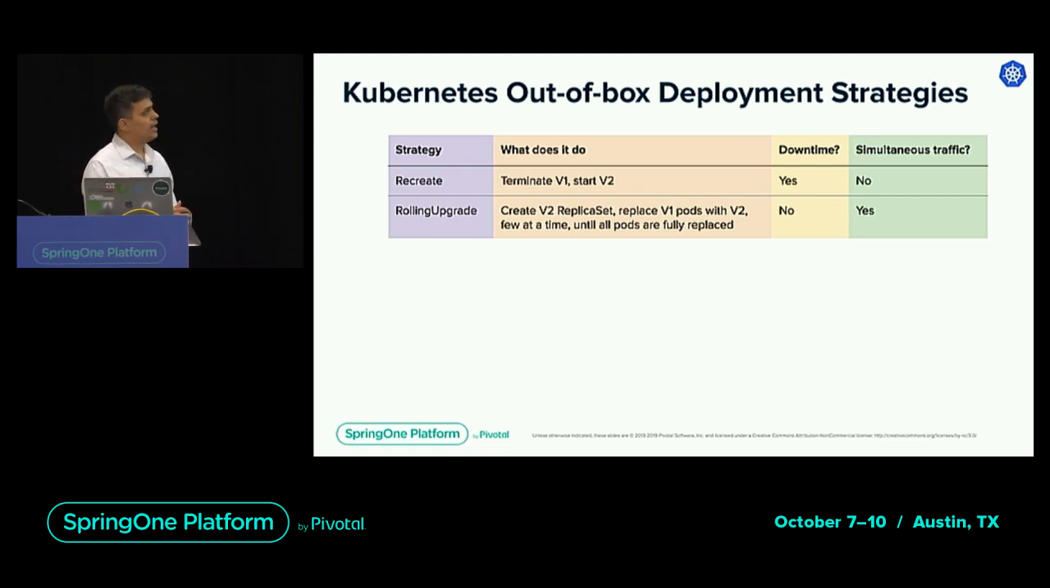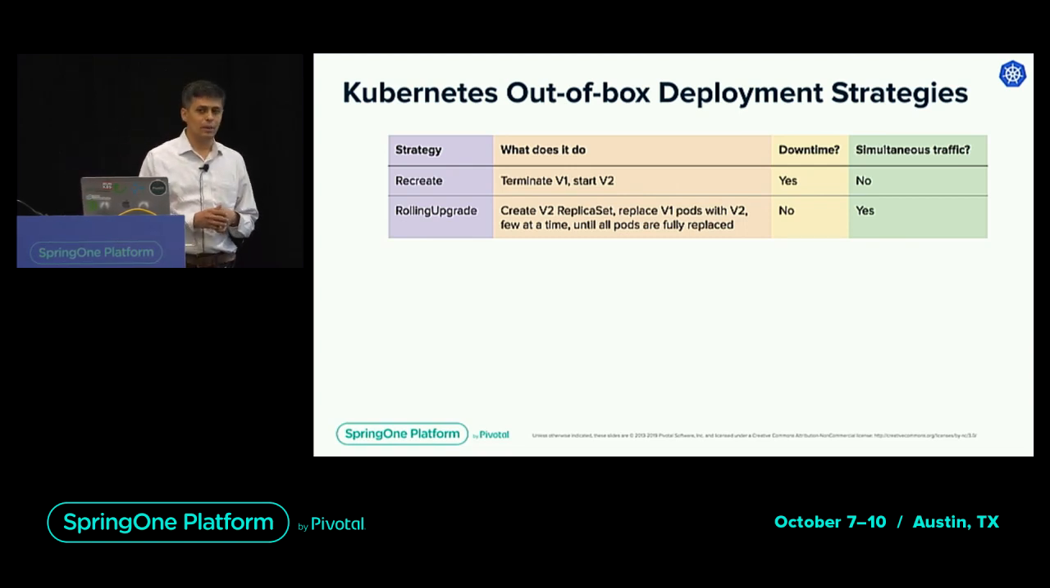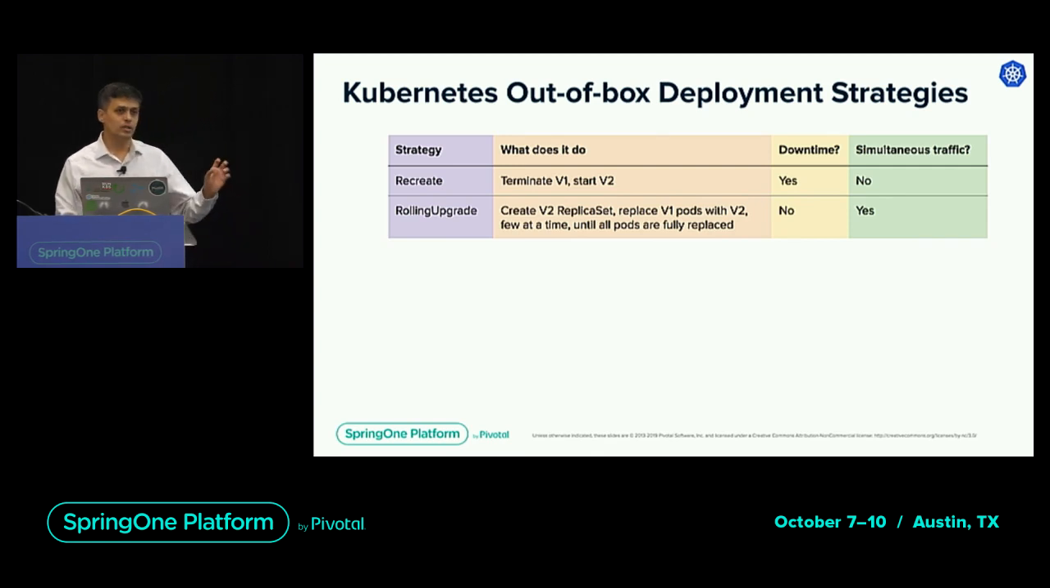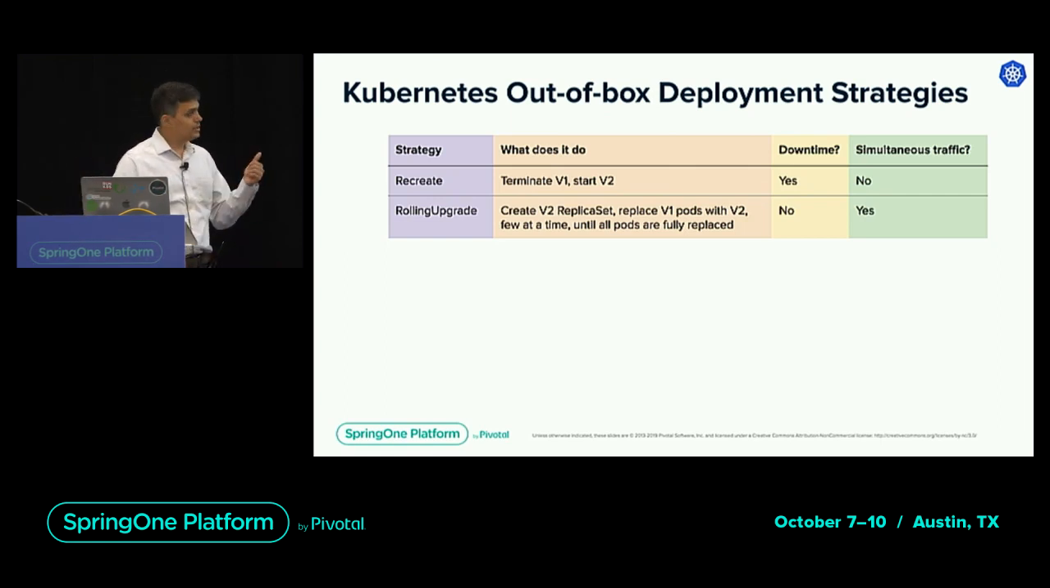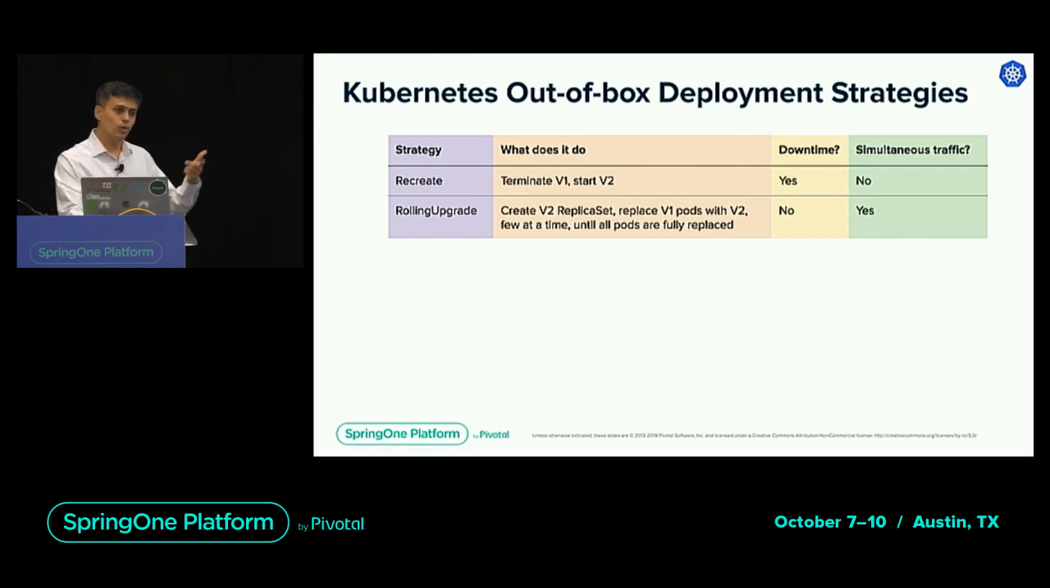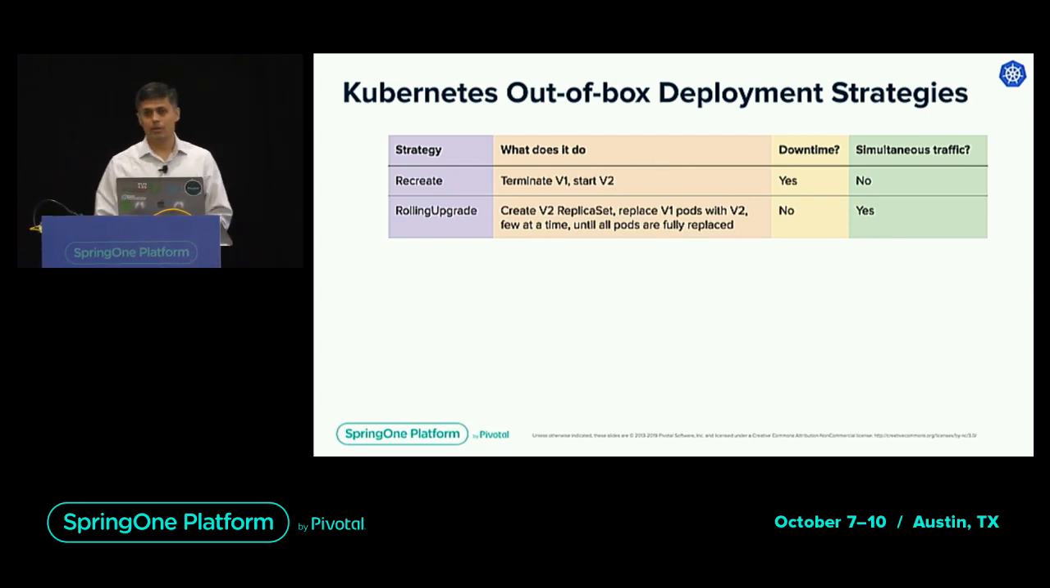Rolling upgrade is the strategy that is default on Kubernetes. In this case, the new versions of the application start replacing the old pods a few at a time, and eventually all the old pods will be replaced. This has no downtime, and there will be a time period when both the old version and the new version will simultaneously serve the traffic. So you have to be aware of that. That is where API-based development comes into the picture.